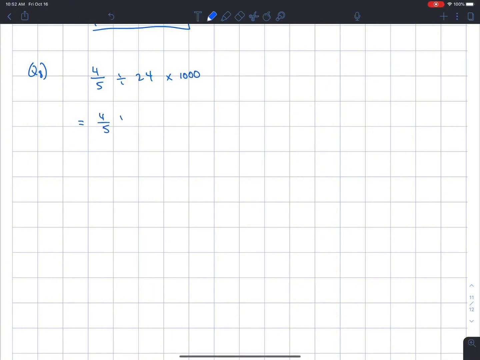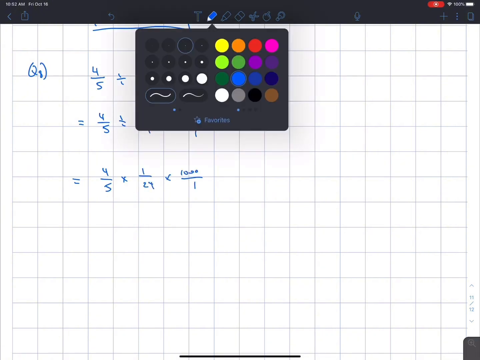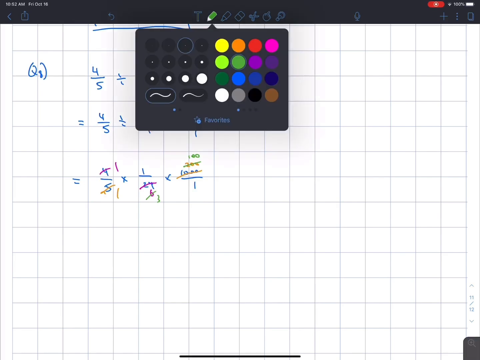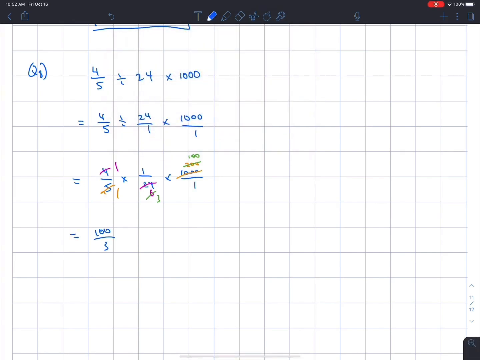So this is 4 over 5 divided by 24 over 1 times 1,000 over 1. So 4 over 5 times 1 over 24 times 1,000 over 1. And now I can simplify. Divide this by 4 to get 1, divide this by 4 to get 6. Divide this by 5 to get 1, divide this by 5 to get 200. Divide this by 2 to get 3, divide this by 2 to get 100. So our final answer is 100 over 3. I can change this into a mixed fraction by doing a long division. 3 times 3 is 9. 3 times 3 is 9. So I get 33 and 1/3 grams.